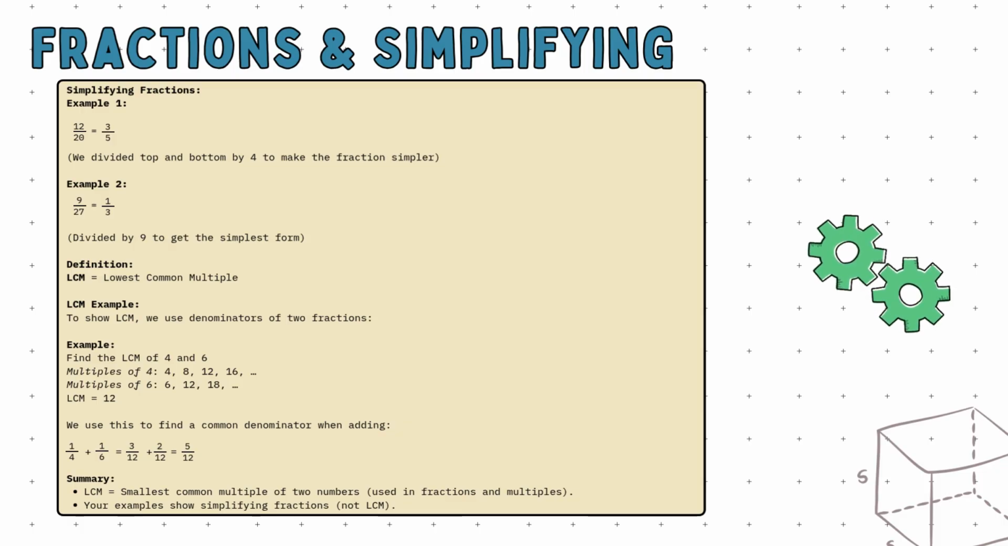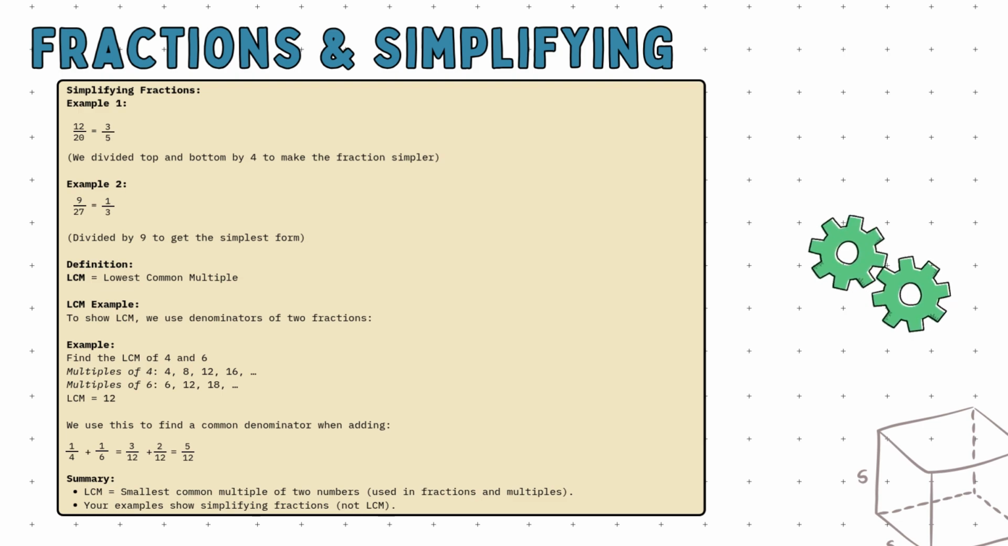So let's first see what is a LCM. LCM stands for least common multiple. It is the smallest number that two or more numbers can divide into exactly. We find it by looking at the times table of each number and choosing the first number they have in common. We mainly use the LCM when we are adding or subtracting fractions that have different denominators, so different ones at the bottom, because we need to find a common denominator.